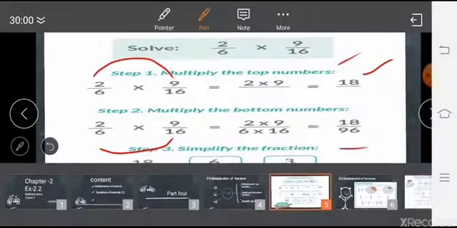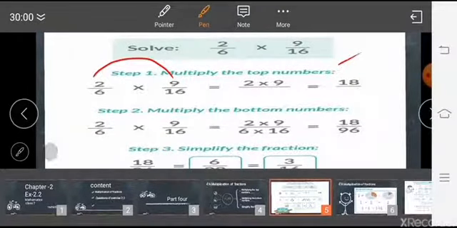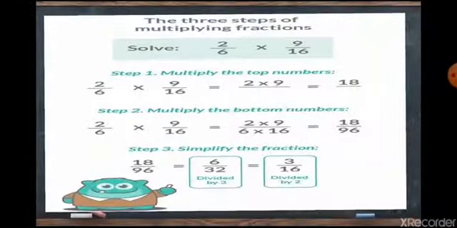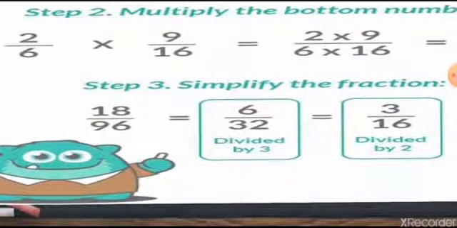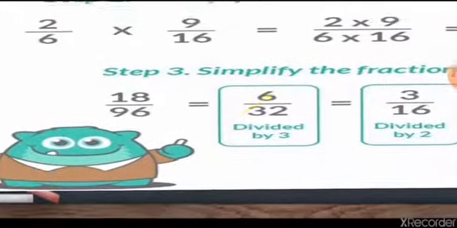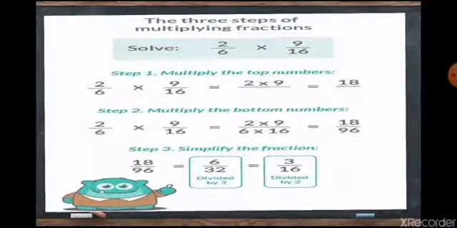And then after solving this, what will you get? You will get 18 upon 96, and you will divide this 18 by 3, so you will get 6 upon 32, and after dividing this by 2, you will get 3 upon 16. So in this way, student, you can simplify these fractions.